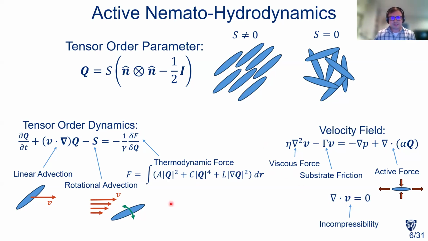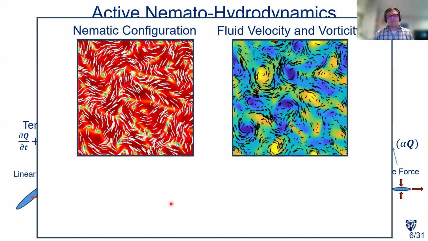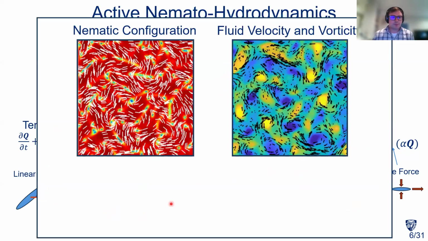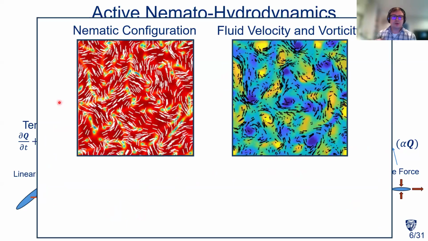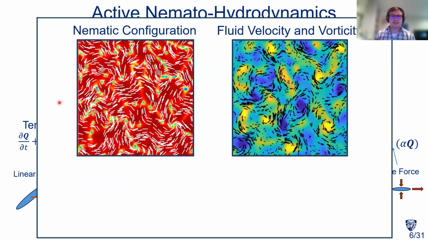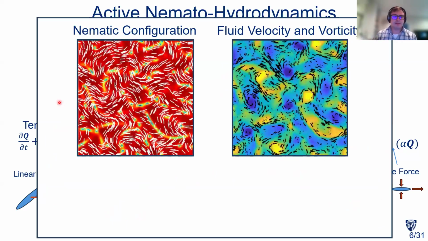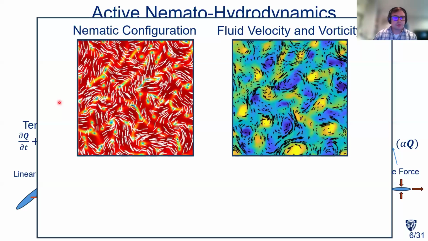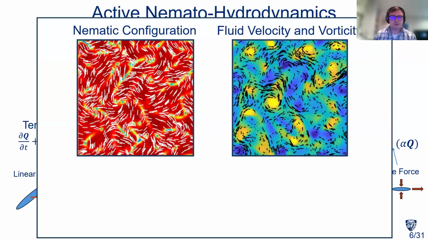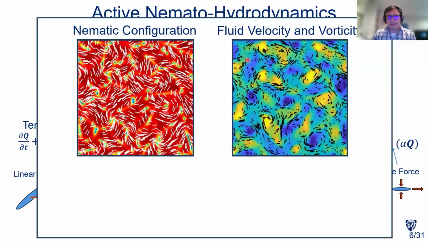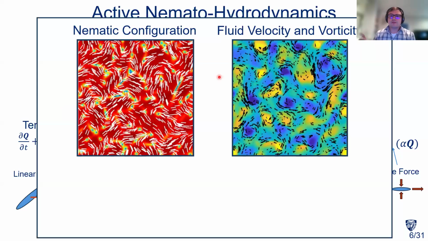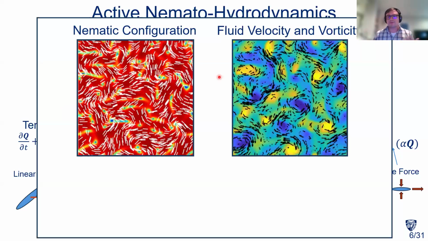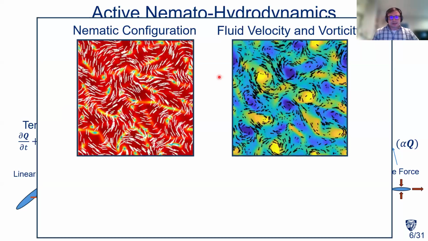So the equations here are kind of messy, but you can put them on a computer and simulate them. And if you just put it with periodic boundary conditions, this is what a simulation will look like. So on the left, I'm showing the tensor order parameter. The color is that magnitude, and the lines are the director. So the little blue dots that are moving around are all the topological defects. And on the right, the color is the vorticity, and the arrows are the fluid velocity. And you can see a bunch of vortices being generated.